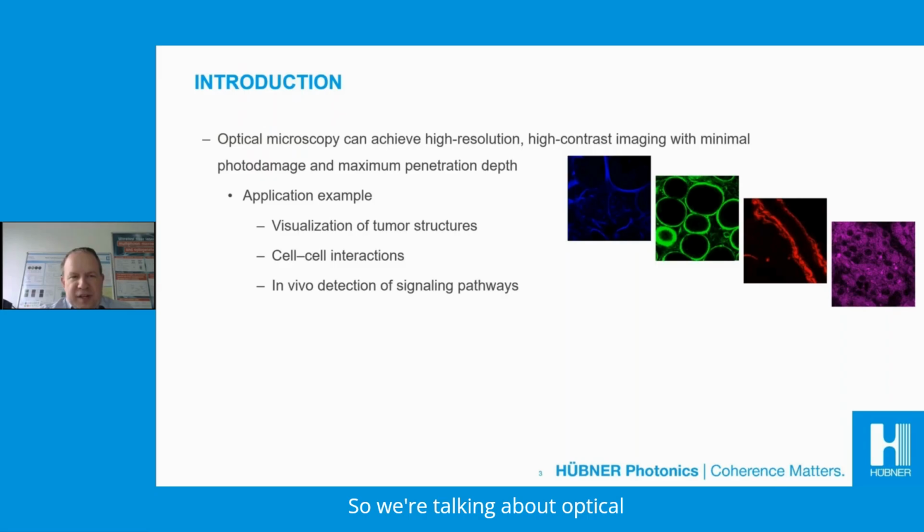So we're talking about optical microscopy. Optical microscopy can be used to achieve very high resolution and high contrast imaging with minimal photodamage and maximum penetration depth. Application examples we are also talking about are the visualization of tumor structures. You can use optical microscopy for cell-to-cell interactions, and you can also do long-term imaging and in vivo detection of signaling pathways.